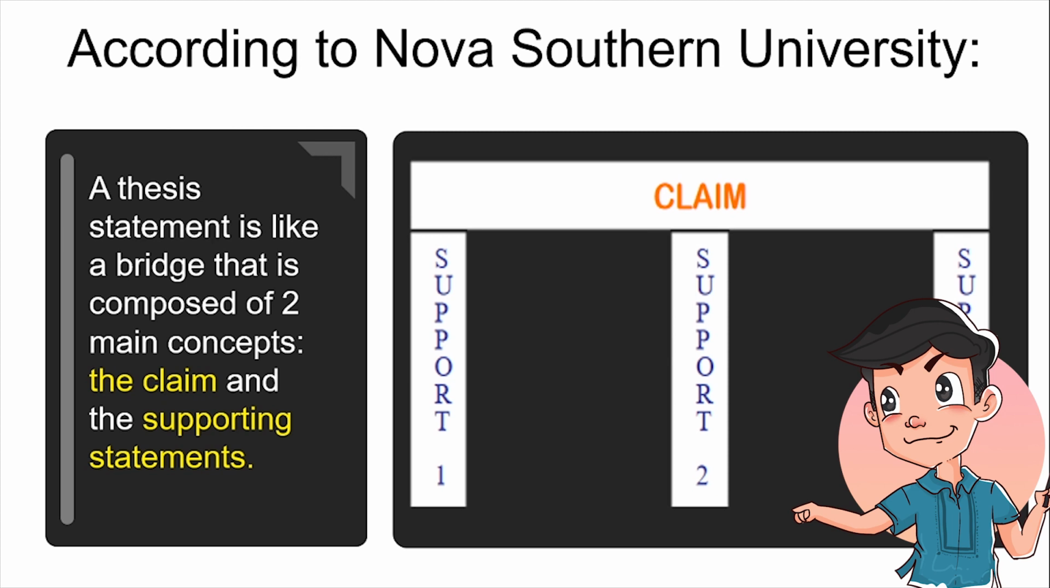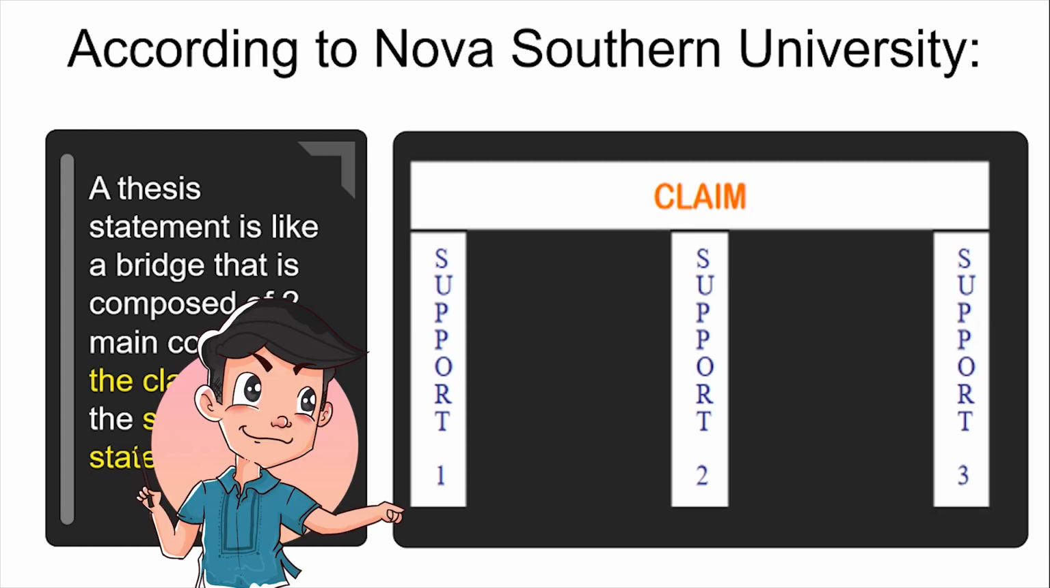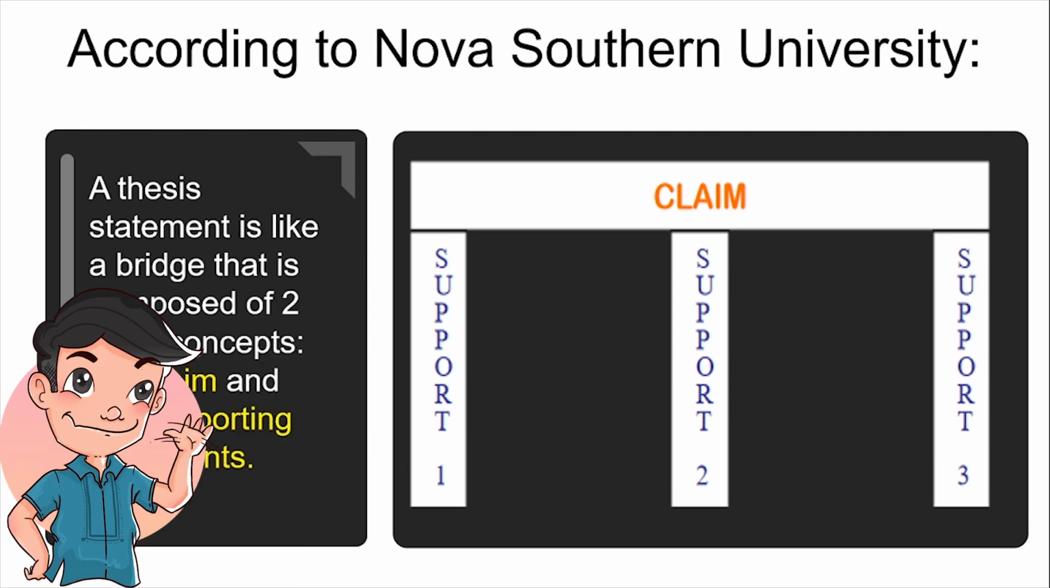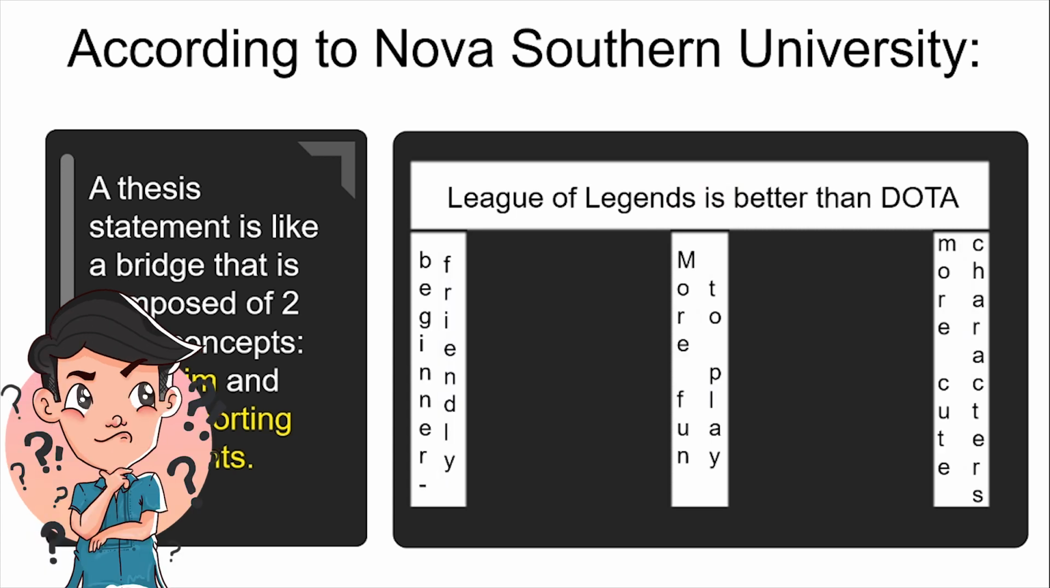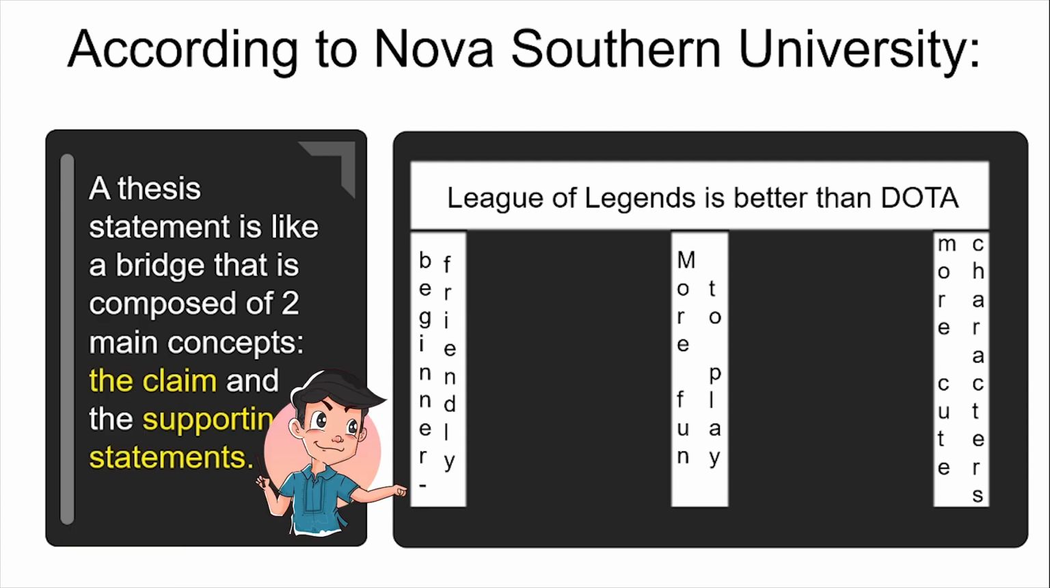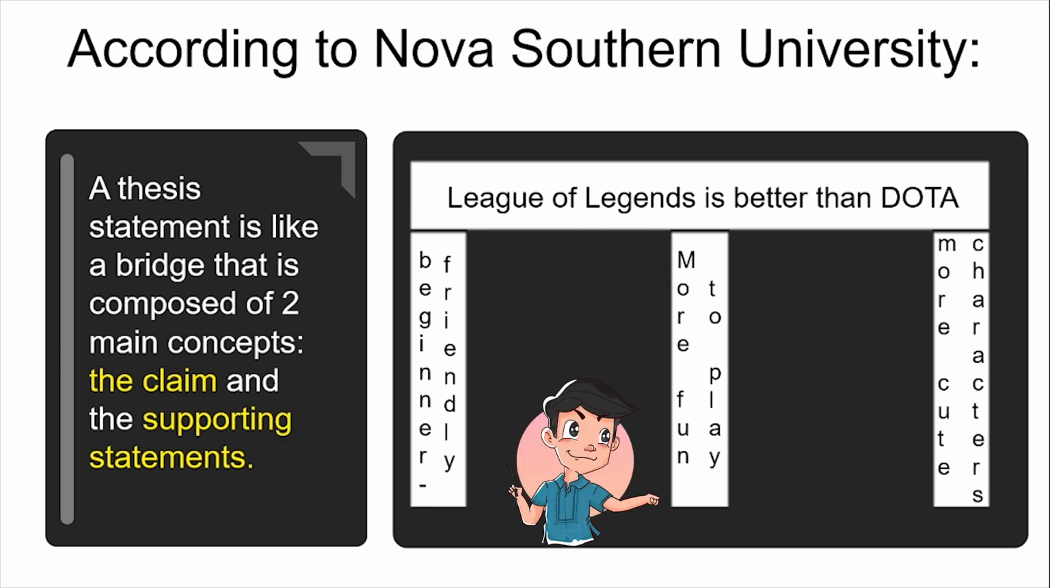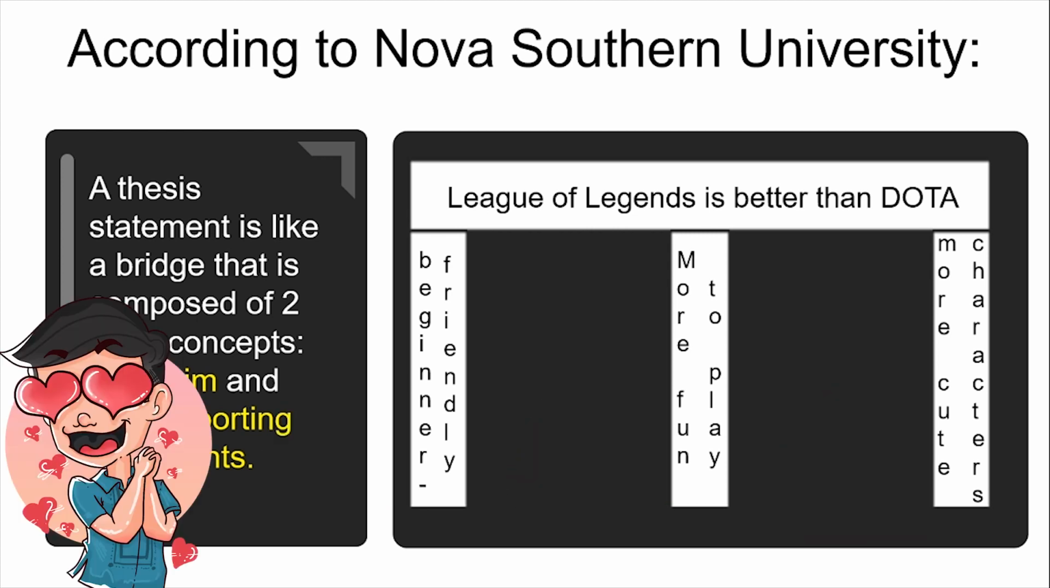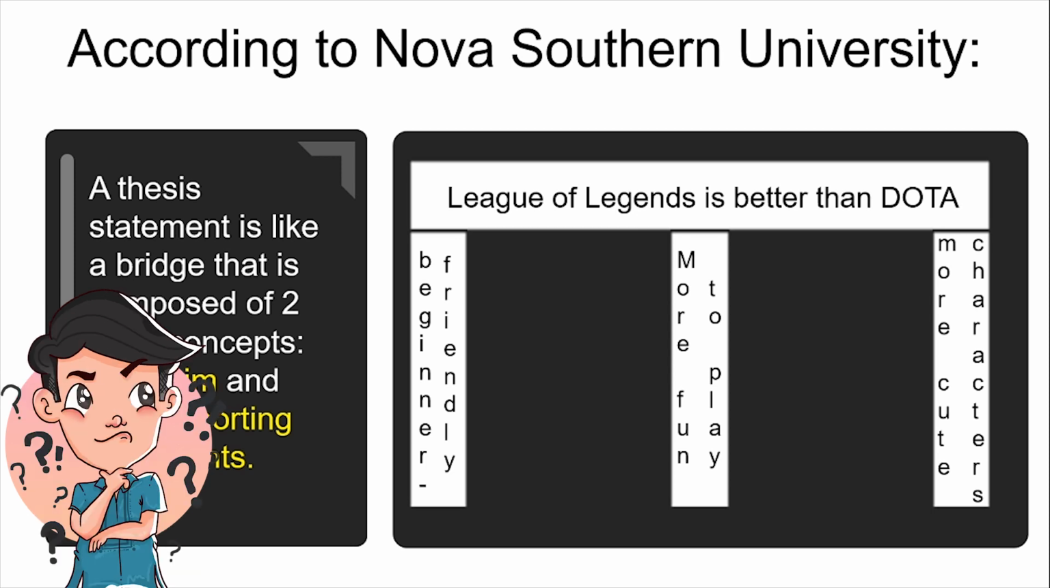According to Nova Southern University, a thesis statement is like a bridge that is composed of 2 main concepts, the claim and the supporting statements. So as you can see there, the claim is actually being supported by the supporting statements or the reasons. So, adapting this to our earlier statement that League of Legends is better than Dota, that's our claim. It's beginner friendly, that is our supporting evidence 1. More fun to play, and more cute characters. And these are the support that is being used to make the claim stand.